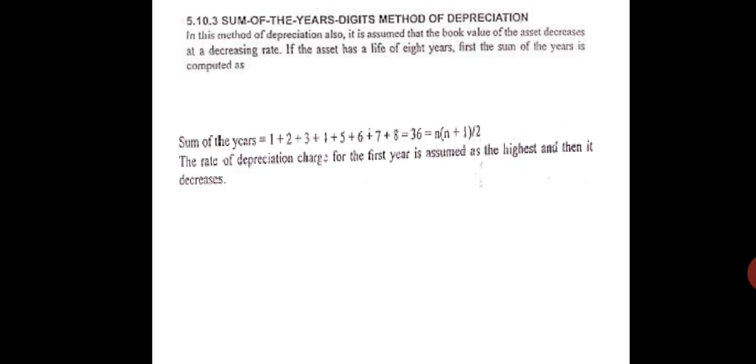That is n(n+1)/2. The rate of depreciation charged for the first year is assumed to be highest, and then it decreases. So this sum of the years method also, we will see with a simple numerical, and you will understand this in a simple way.